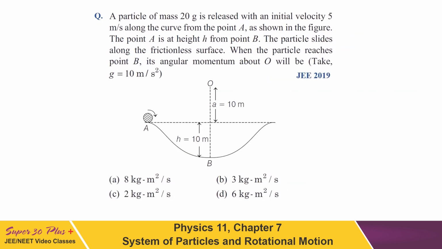Next question. A particle of mass 20 gram is released with an initial velocity 5 meter per second along the curve from point A.